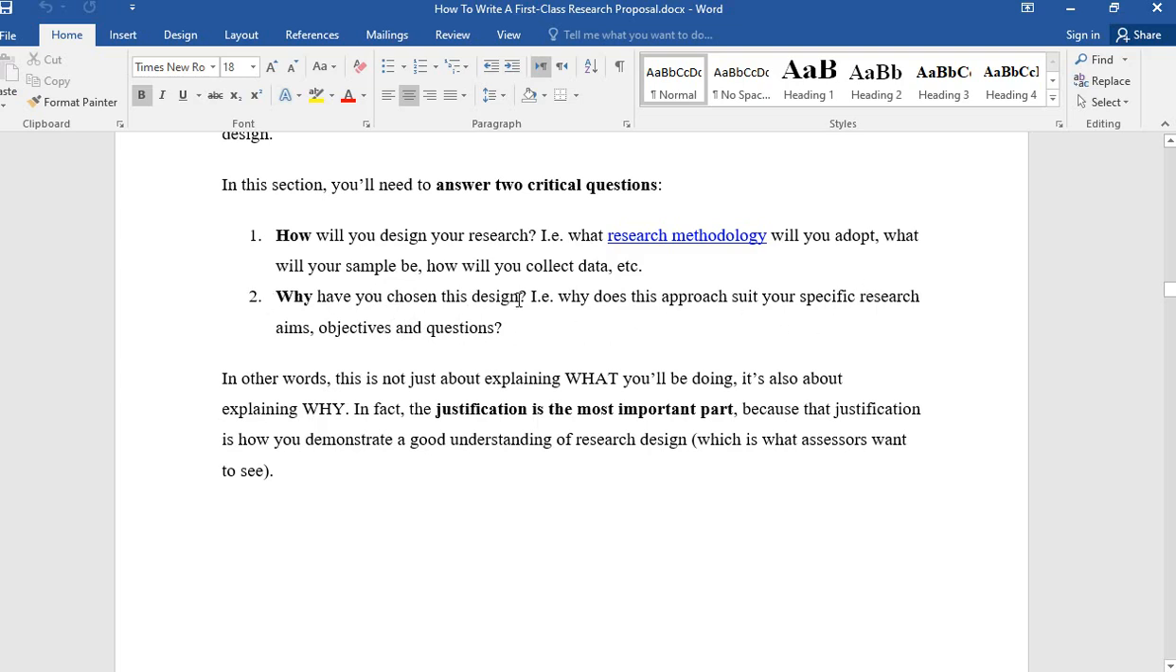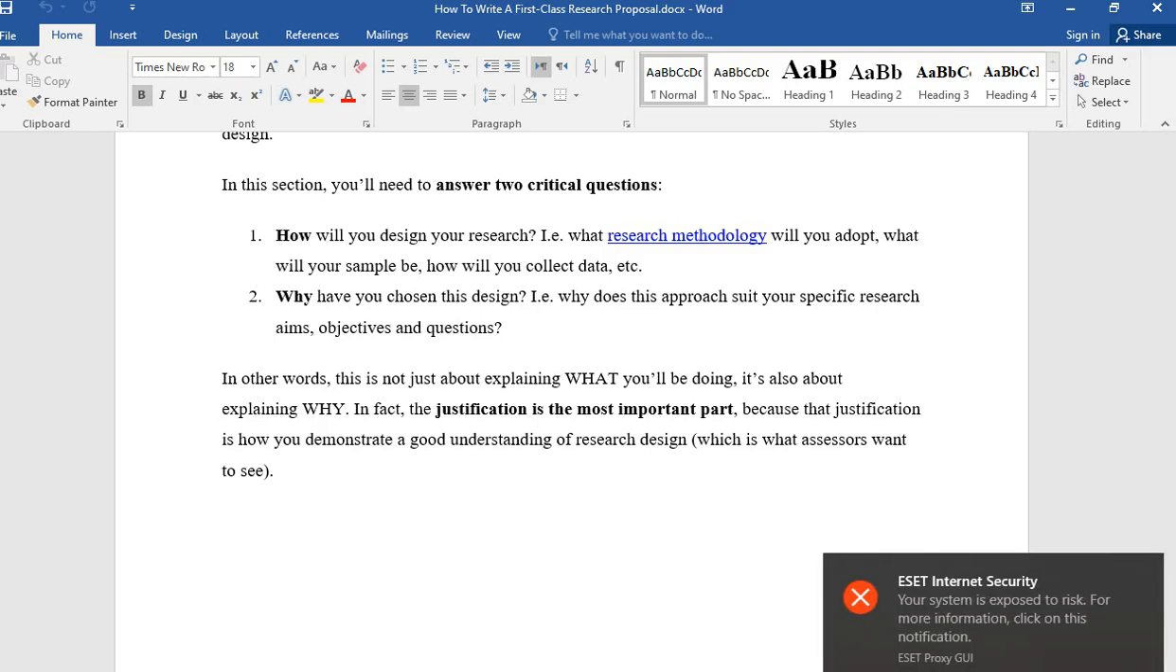Why have you chosen this design? That is, why does this approach suit your specific research aims, objectives, and questions? As I've already said, all sections or details of each proposal are closely related to each other. I mean, a proposal is like a chain. All the different parts of the chain are linked together. The links are linked together, right? In a proposal also, all sections are linked together.